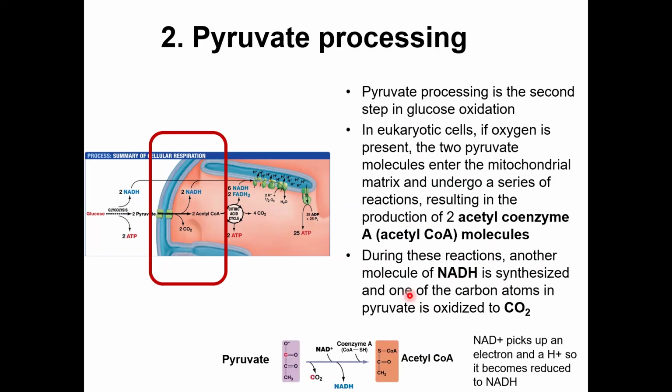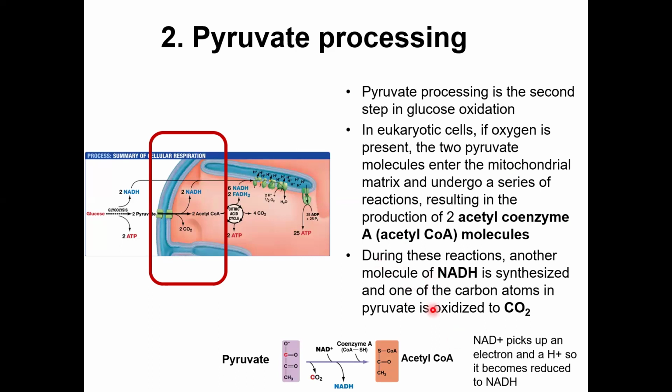Now, we take the pyruvate that was formed in that first step of glycolysis and it goes into a step called pyruvate processing, which is the second step of this whole process. If oxygen is present, the 2 pyruvate molecules enter the mitochondrial matrix that we were talking about earlier, and undergo a series of reactions that lead to the production of 2 acetyl coenzyme A, or acetyl-CoA, molecules.